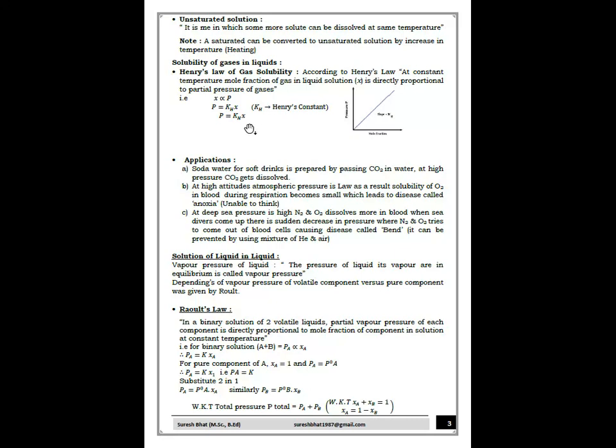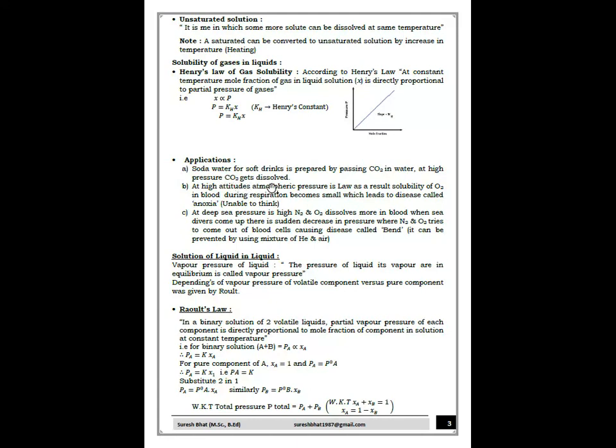Now you may ask, what is the application of this Henry's law? There are three important applications. Please remember this, because sometimes they may ask to state Henry's law and give one application. So application is very important. We'll study the first application. As I had told earlier, for solubility of gas in liquid, the best example is soda water. Soda water for soft drinks is prepared by passing CO2 gas in water at higher pressure, and CO2 gas usually dissolves.